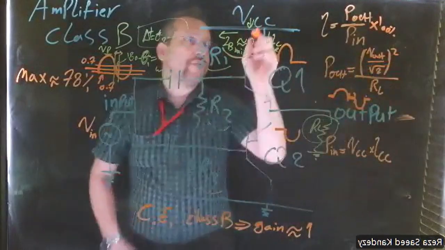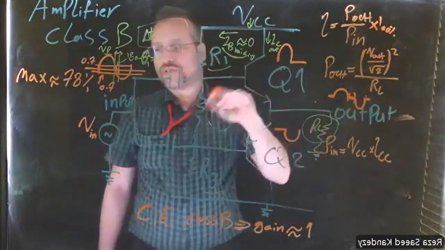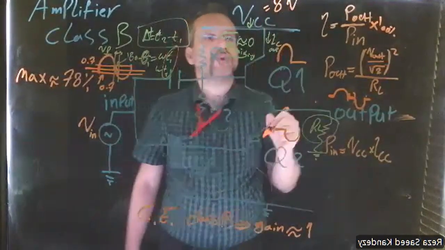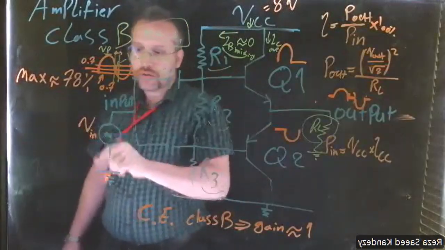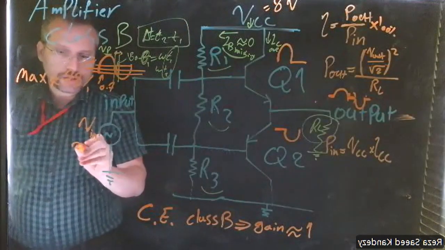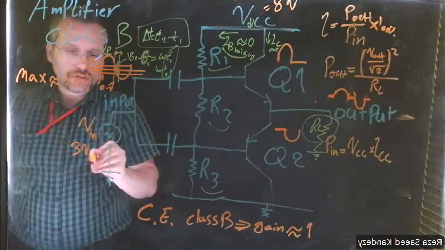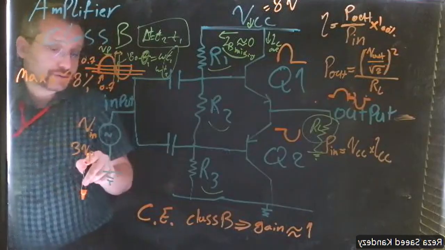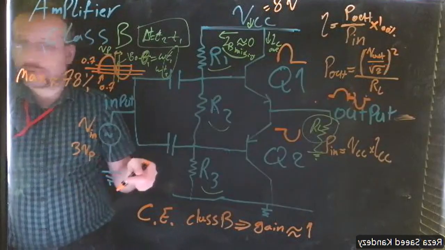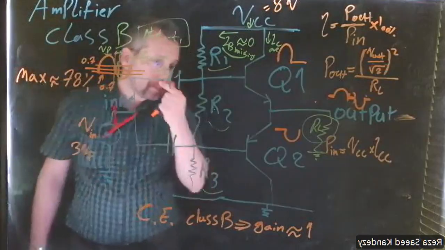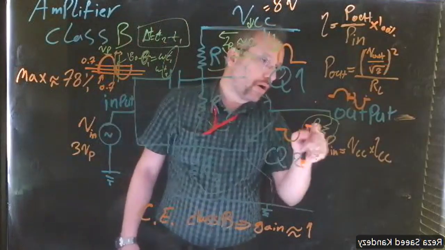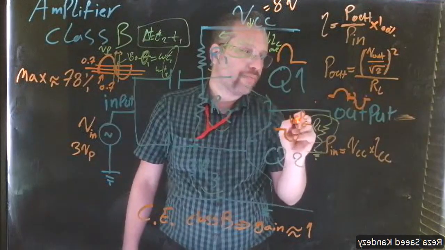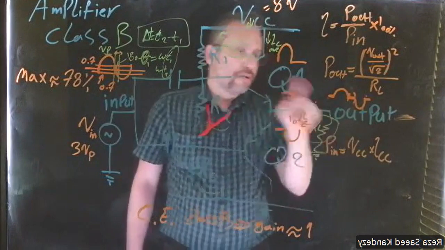Okay, we are going to talk about a specific circuit when our VCC is like 8 volt. Our input voltage has a 3 volt peak, meaning 6 volt peak to peak. And our RL, let's consider it 10 ohm. Okay, now what's going to happen?